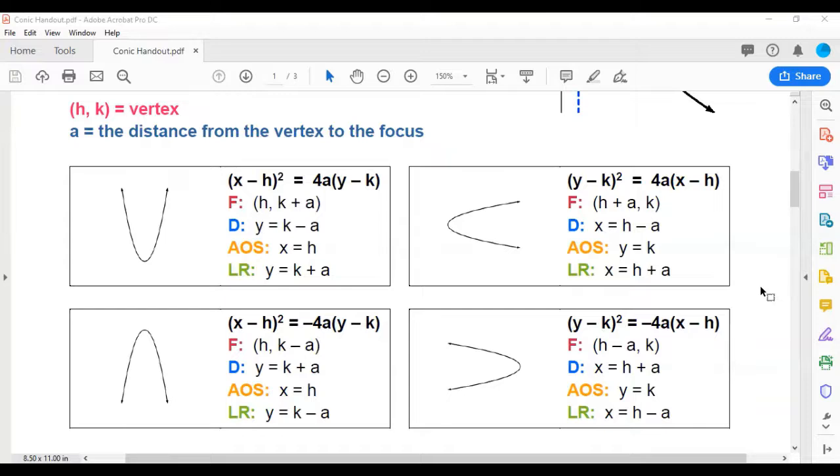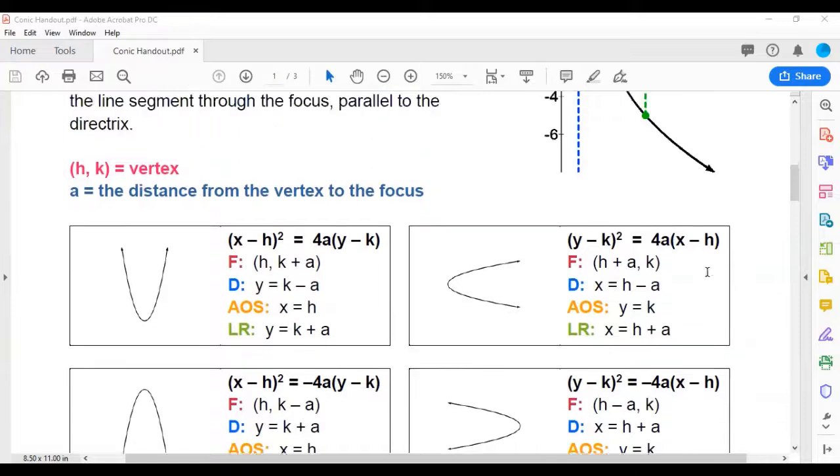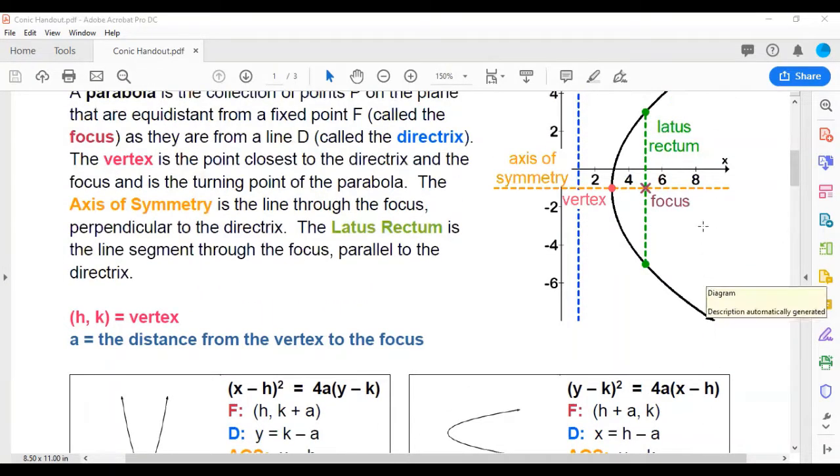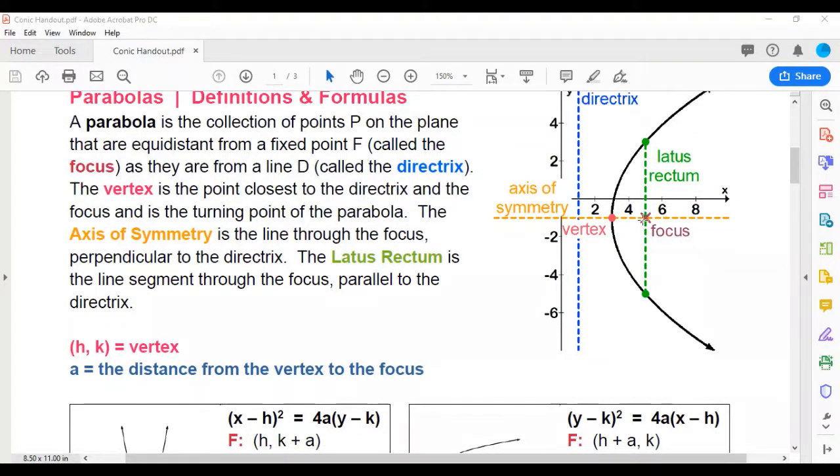Now, the rest of this stuff: F is for focus, D for directrix, AOS is our axis of symmetry, and LR is our latus rectum. These formulas you can do with as you will. Me, personally, I have trouble memorizing information, so I don't memorize those formulas. I recreate them from the graph. So for example, if I have an equation of a parabola, I'm going to go ahead and graph it. And then to figure out the coordinates of the focus, I will move over that amount.